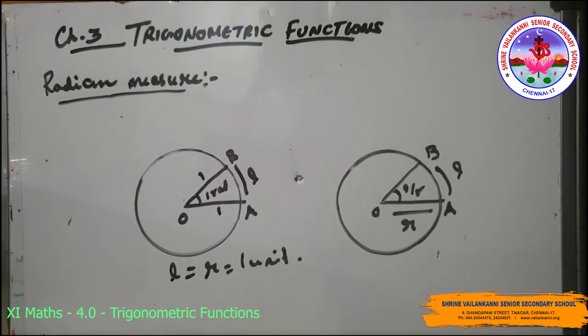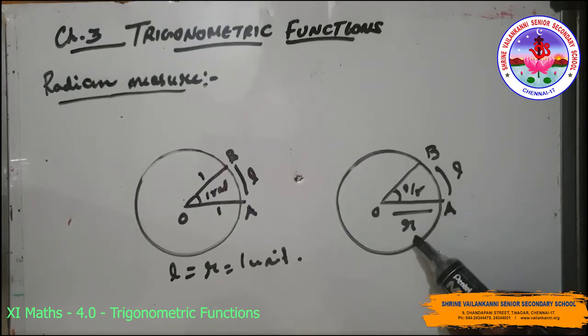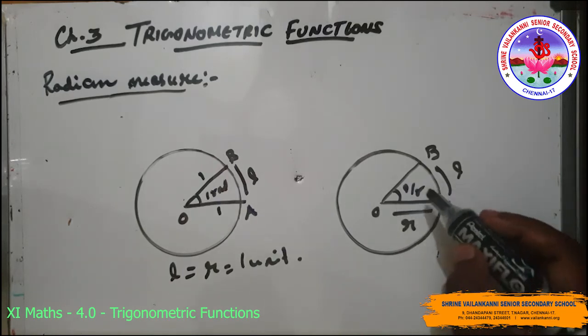In a unit circle of radius r, an arc of length L, with L and r both 1 unit, subtends an angle whose measure is 1 radian. So an arc of length L in a circle of radius r subtends an angle whose measure is L by r radian.